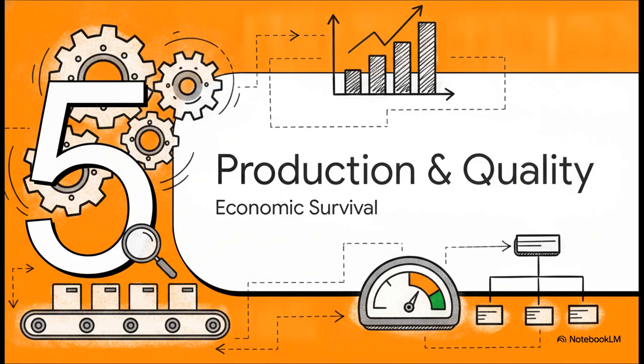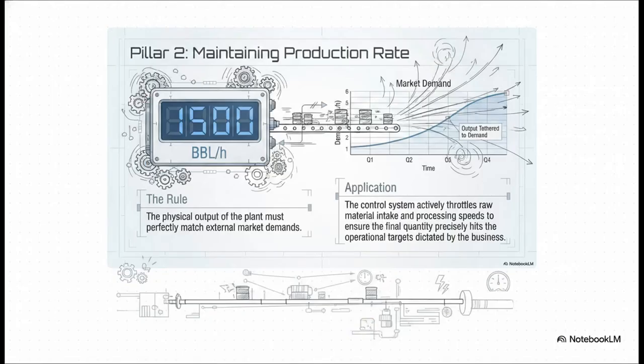Let's move to Section 5, Production and Quality. This is the business side of engineering. Notice the graph we have here. That blue line represents external market demand, basically how much product the customers actually want to buy. As the demand goes up, our factory's production rate must also go up. The control system actively throttles, which means it adjusts, the raw materials entering the plant. It speeds up the pumps and conveyors to make sure the final output perfectly hits the exact target dictated by the business.